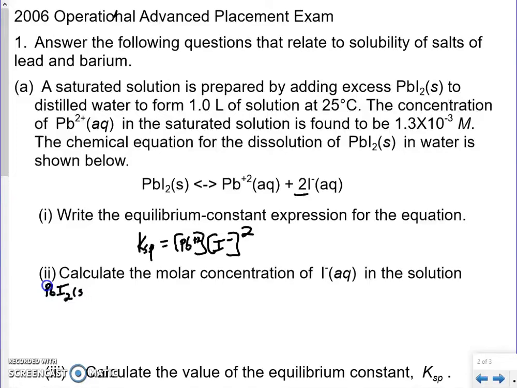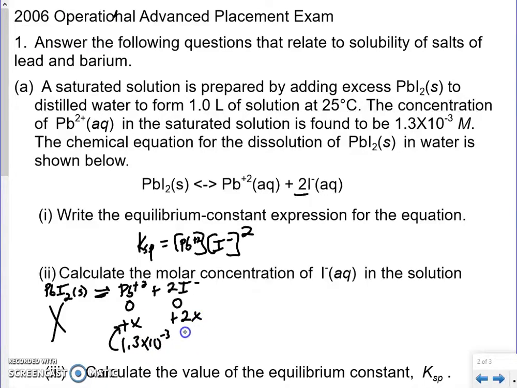So we have PbI2 going into Pb plus 2 and 2 iodines. And if you think about your ice table, we have 0 of this and 0 of this to begin with. We have plus x, plus 2x, and we end up with the lead ion being 1.3 times 10 to the negative third. So we already know what x is, because remember you would have an x here if you didn't know what that number is, which means this is going to be 2 times 1.3 times 10 to the negative third.